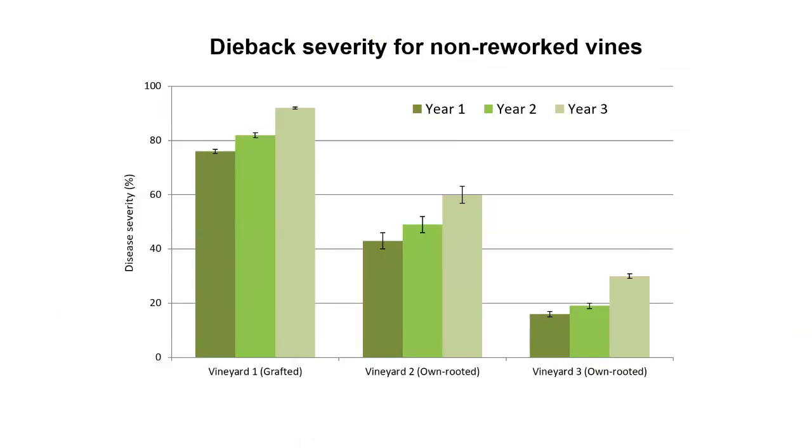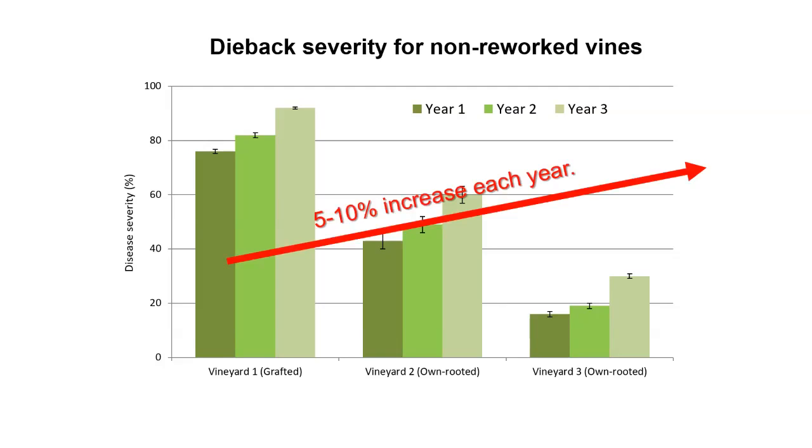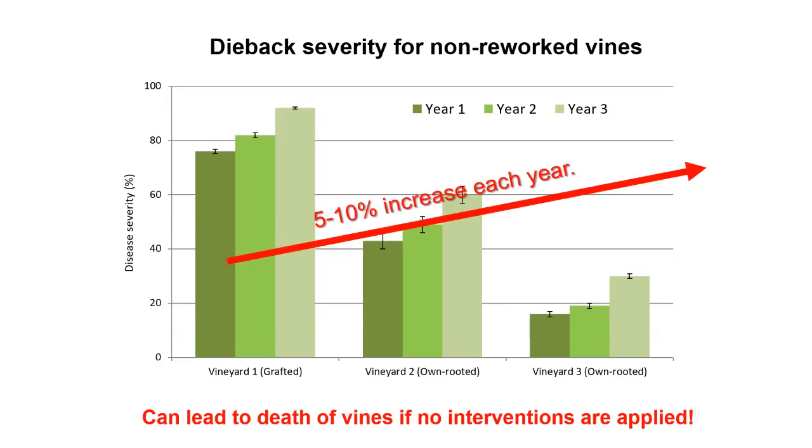Now, what happens if you don't do any reworking? So these are the vines that we monitored. These were not reworked, and we monitored the dieback severity for 3 years. And what we found is that we observed 5 to 10% increase of dieback severity each year. And basically, this is telling us that if you don't apply any interventions, this can lead to the death of vines. So if you don't do anything, eventually your vines will die, particularly those who are already severely infected.